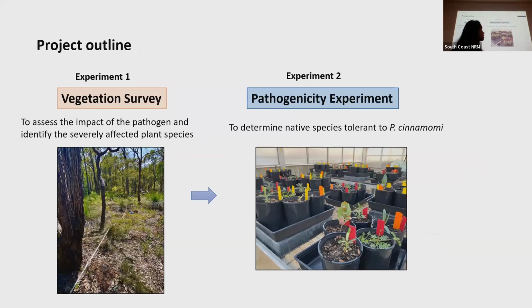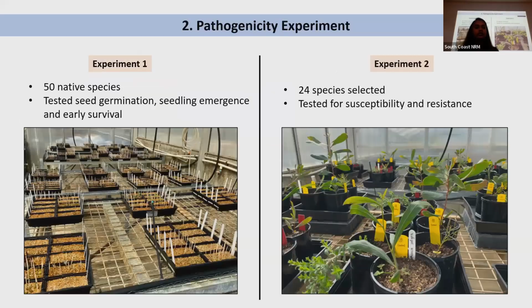So as the second experiment, we did a pathogenicity experiment to identify native species that can survive with Phytophthora. In the first experiment, I selected 50 native species, and they were tested for their seed germination, seedling emergence, and early survival with Phytophthora. When I was selecting these 50 species, I considered the cost of the seeds and whether they are shrubs or subshrubs and whether they can provide food and fish to the wildlife.